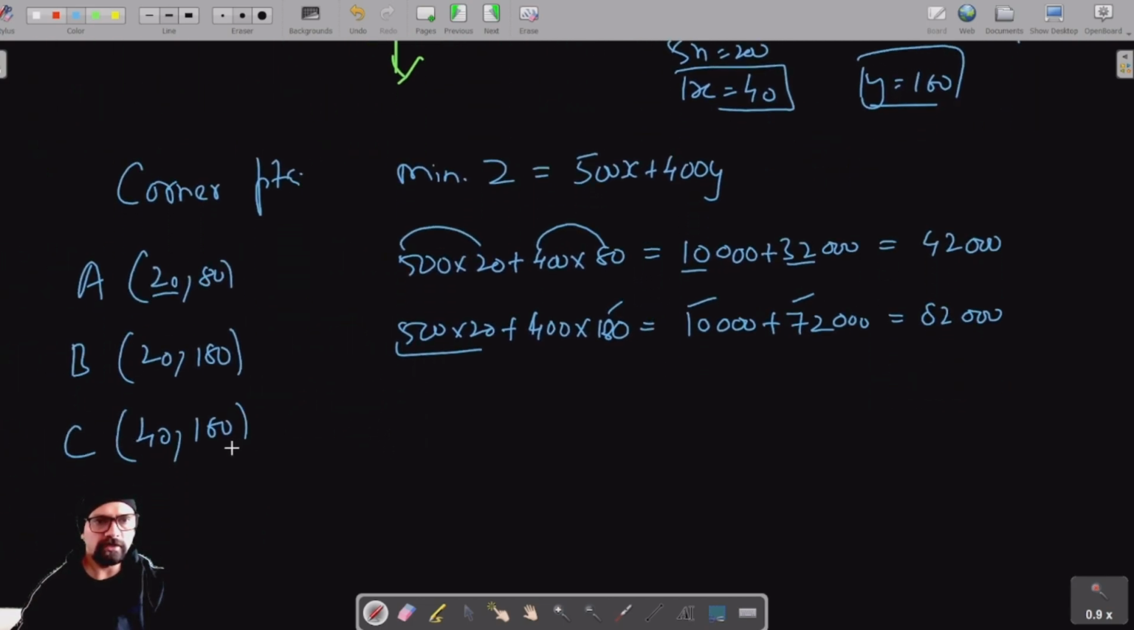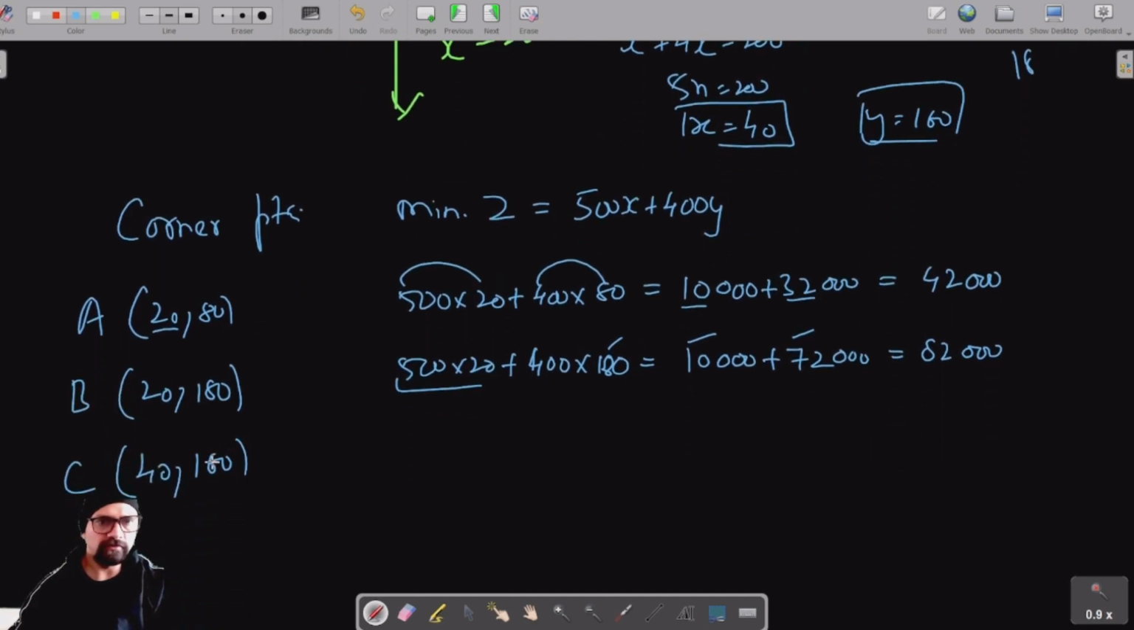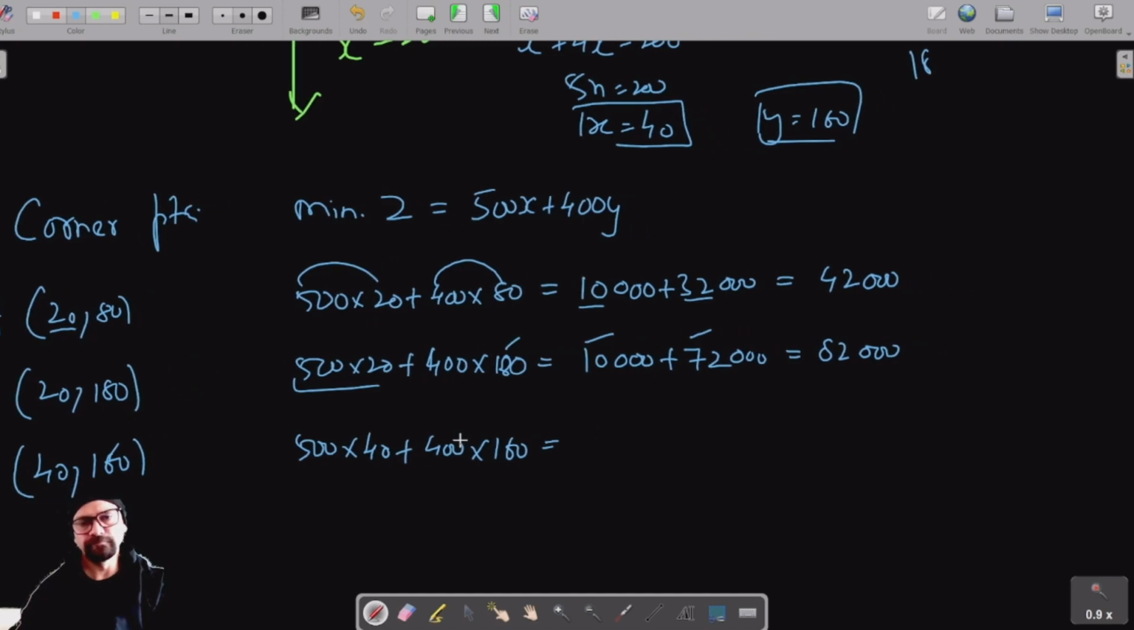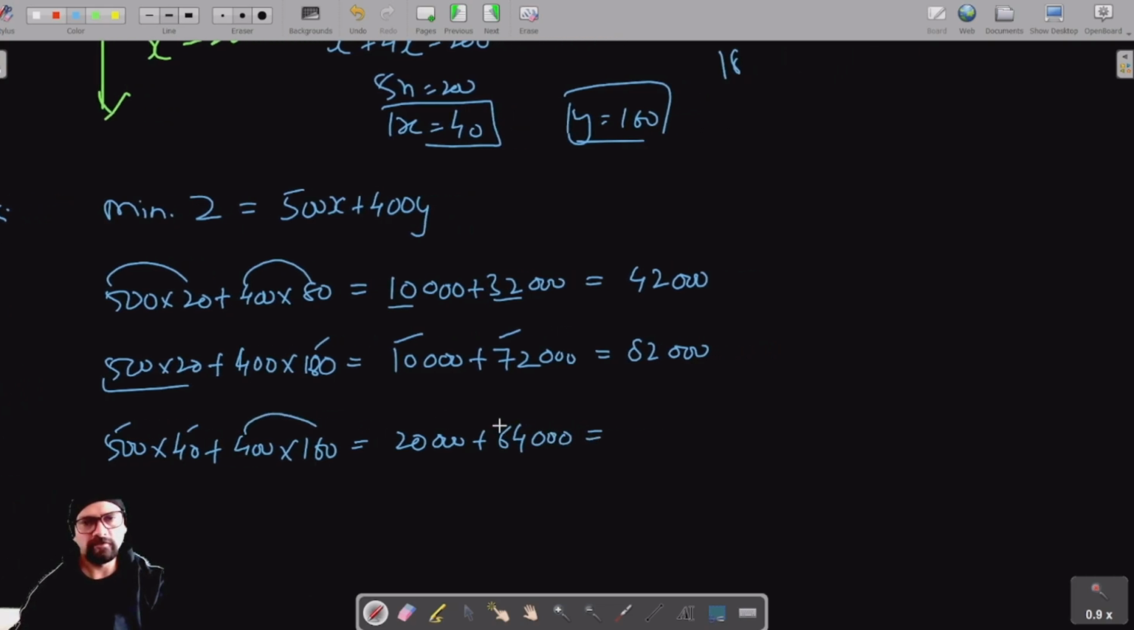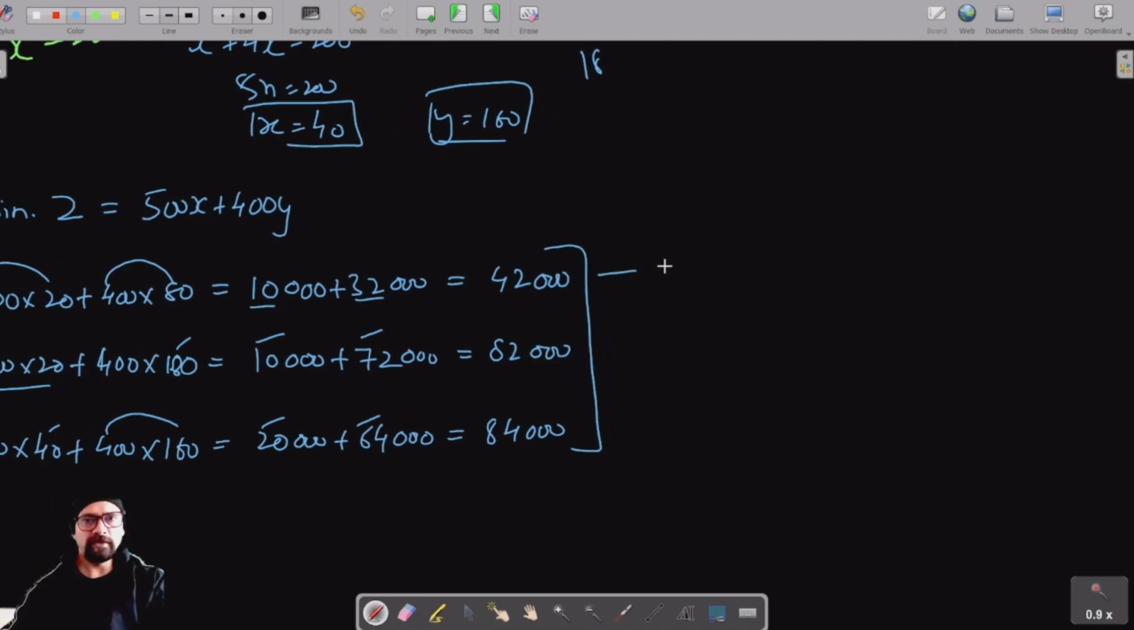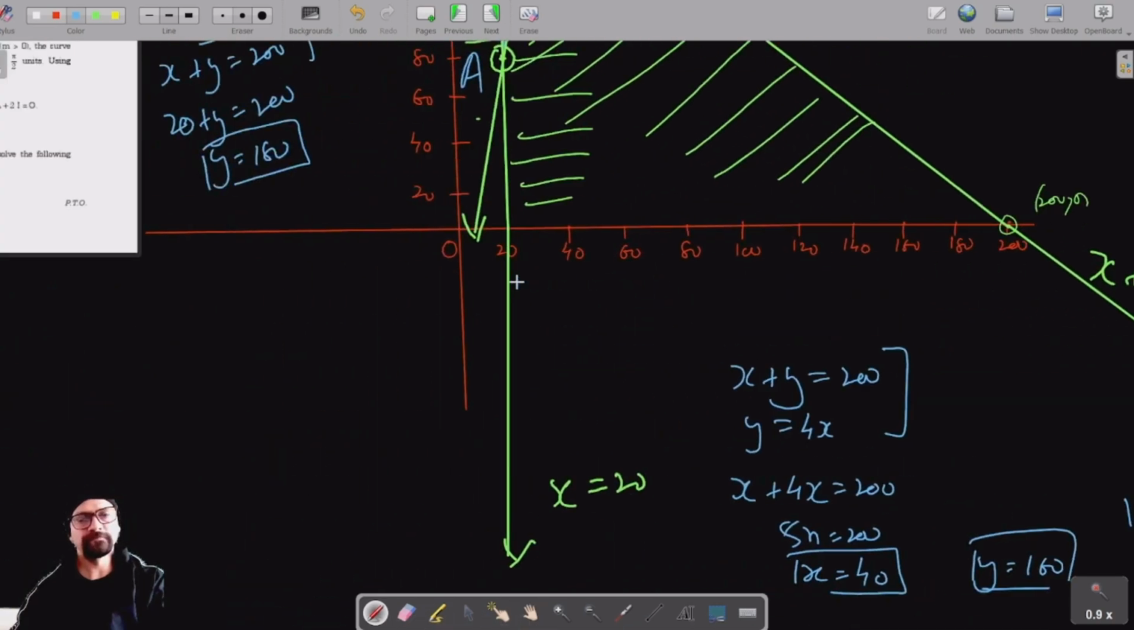The next is 40 into 160. So this is 500 into 40 plus 400 into 160. 5 fours are 20 and 3 zeros plus 16 into 4 is 64 and 3 zeros. So 64 plus 20 is 84,000. Okay, now the minimum value is 42,000.